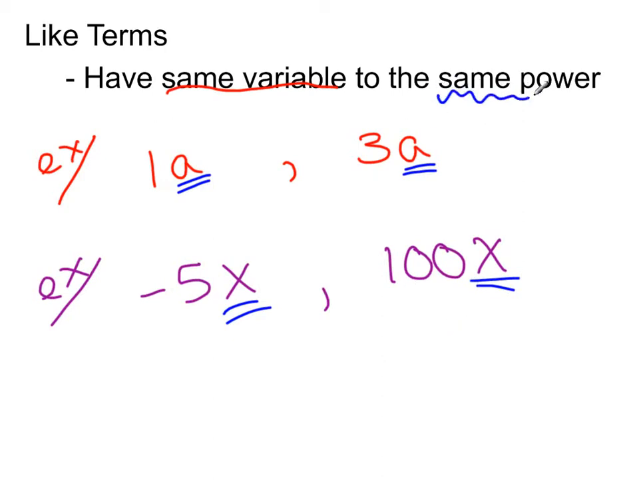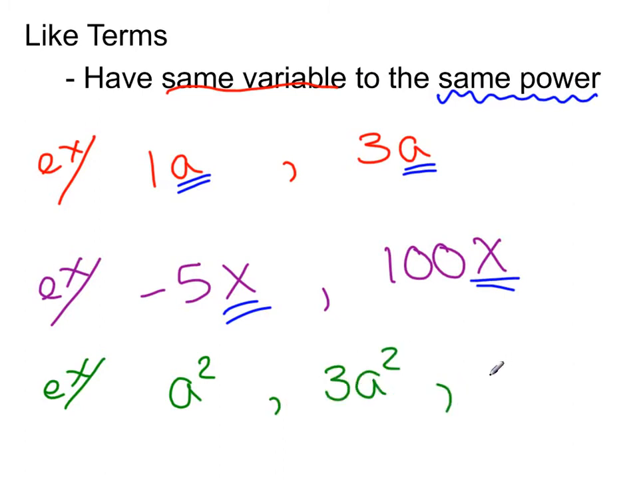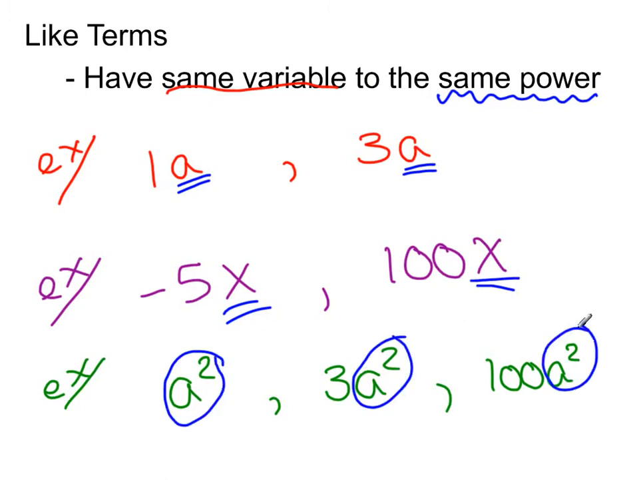The same power part means the exponent of the variables are the same. So now let's concentrate on that. If I have A squared, then another like term of that would be 3A squared. Or we could have 100A squared. Or negative 5 billion A squared. But the main important part here is we have A squared, A squared, A squared. So they not only have the same variable, but the power is to the second each time. So that is what we call a like term. Same variable to the same power.